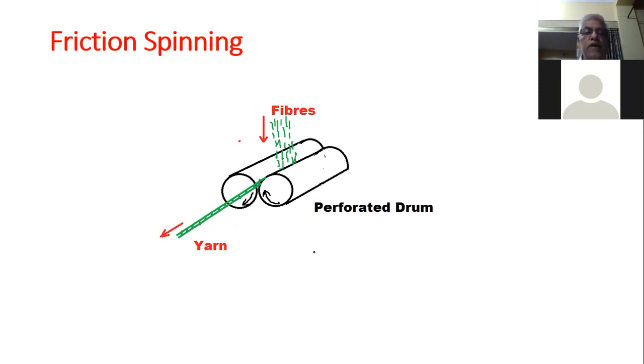And another big disadvantage is that we will require high air consumption because of the suction required at the perforated drums. And as we increase the spinning speed, the unevenness and the imperfections increase, and yarn strength is also reduced. So these were advantages and disadvantages of the friction spinning. That's why it is having some limited use.